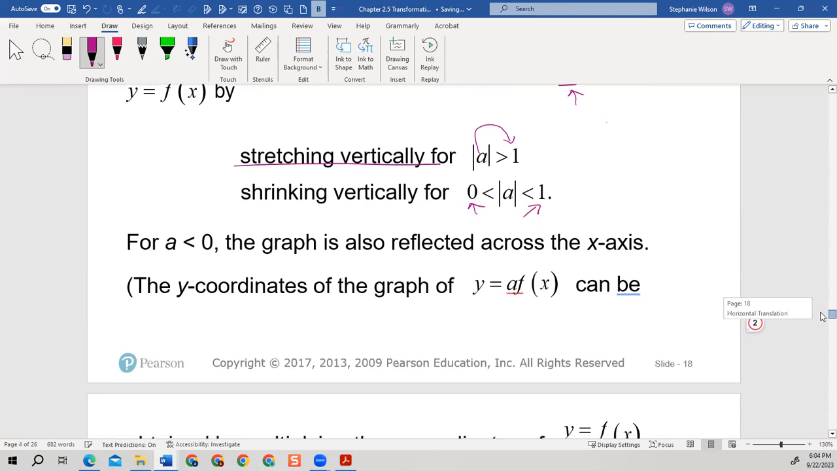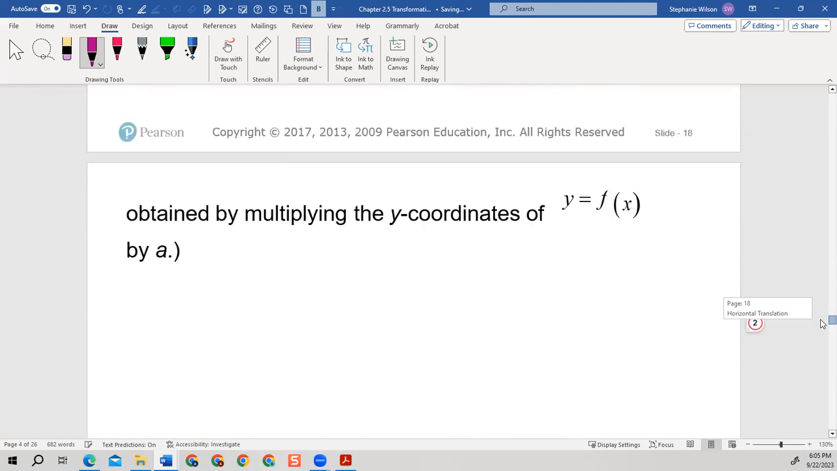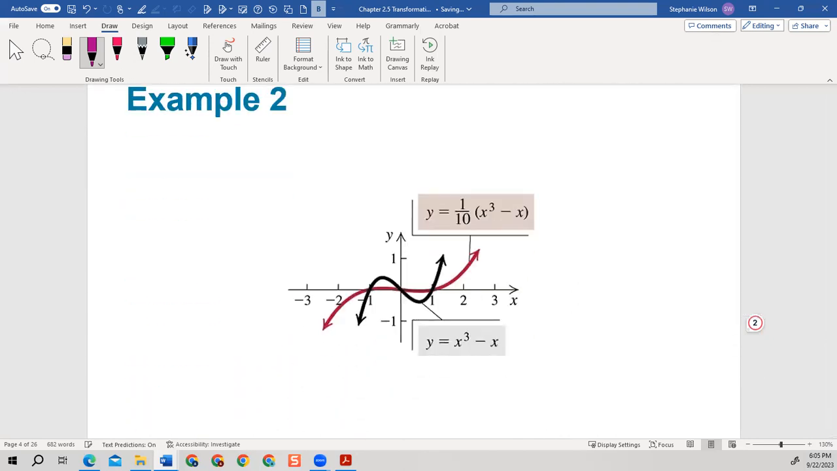The y coordinates of the graph of y equals a f of x can be obtained by multiplying the y coordinates of y equals f of x by a. Okay, so now let's look at this one right quick.